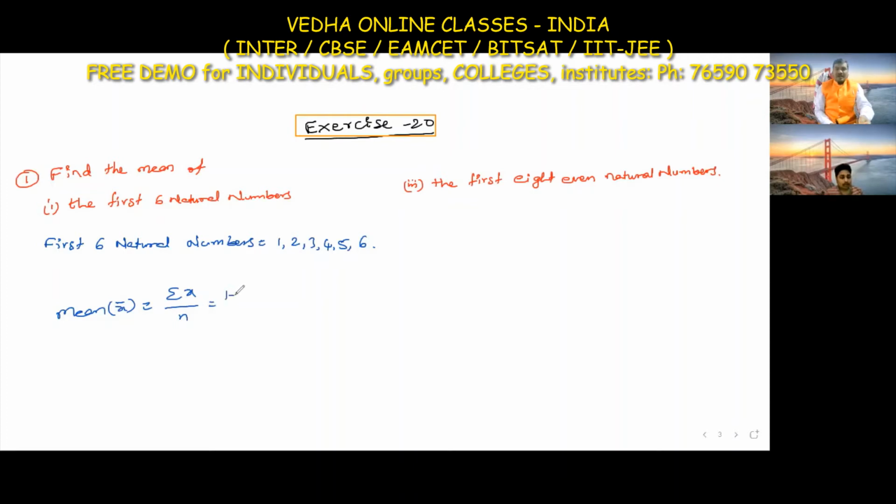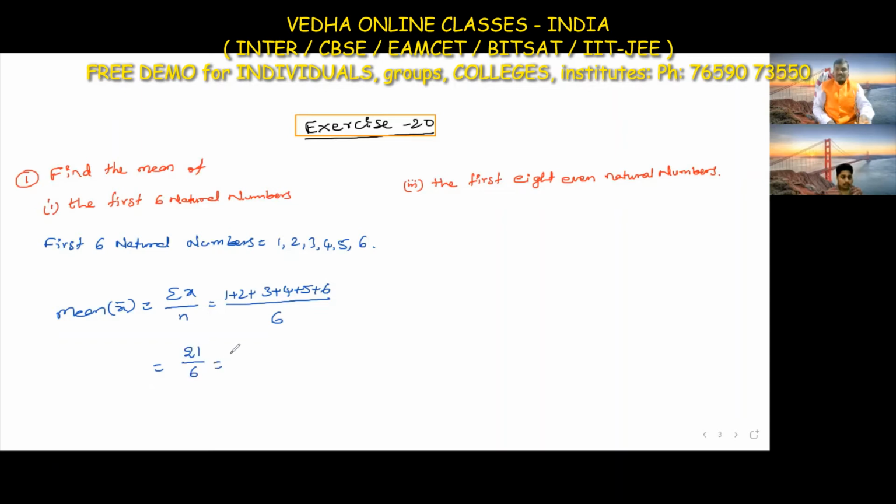Add all the observations: 1 plus 2 plus 3 plus 4 plus 5 plus 6. How many numbers are we taking? 6 natural numbers, so n is equal to 6. Now what is the total? 1 plus 2 is 3, 3 plus 3 is 6, 6 plus 4 is 10, 10 plus 5 is 15, plus 6 is 21. So 21 by 6.